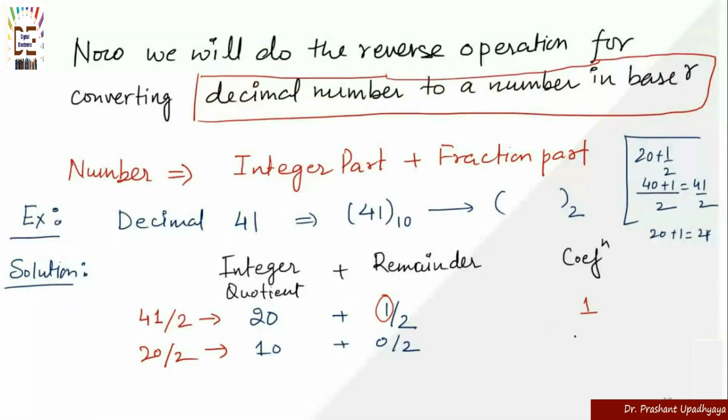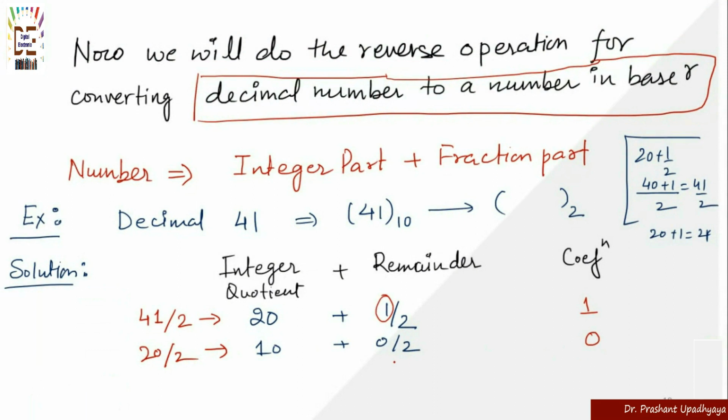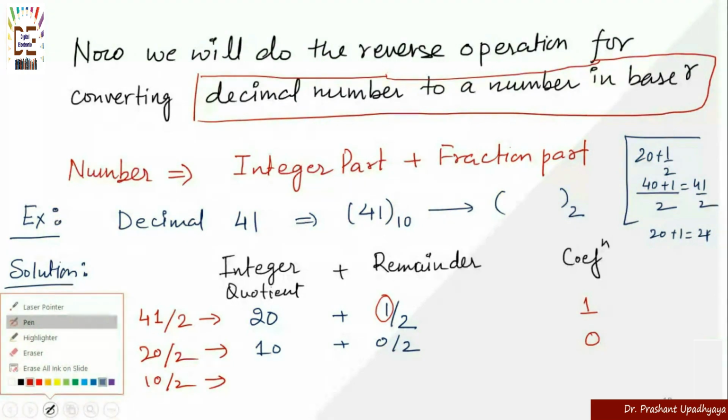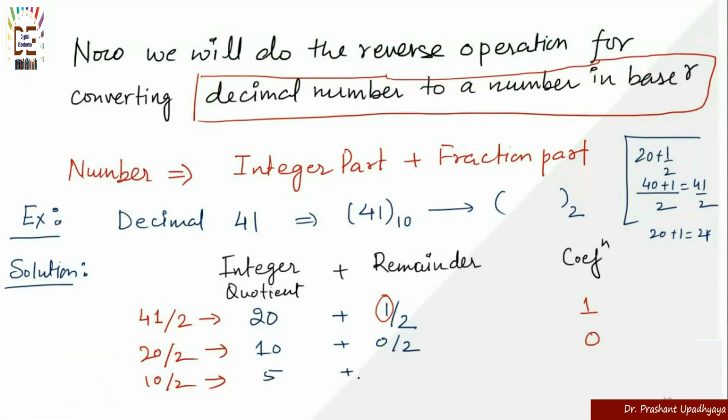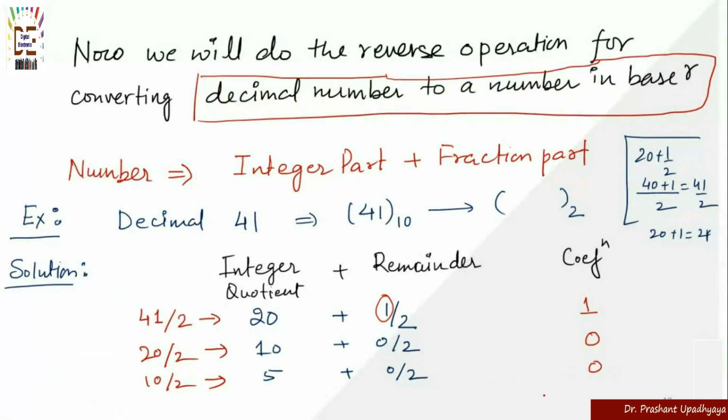So what is the coefficient here? Can you tell me? The coefficient will be 0. Similarly, now take 10 divided by 2. What will be the answer? 5 plus 0 by 2. What will be the coefficient? It is 0. Okay, then again 5 divided by 2.